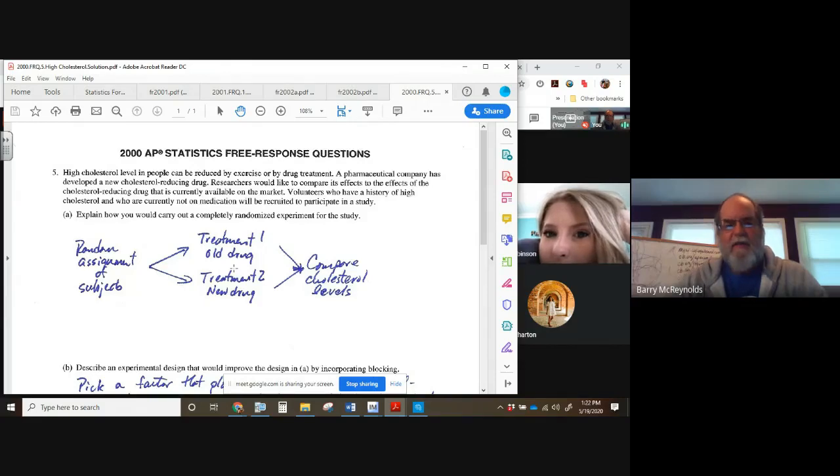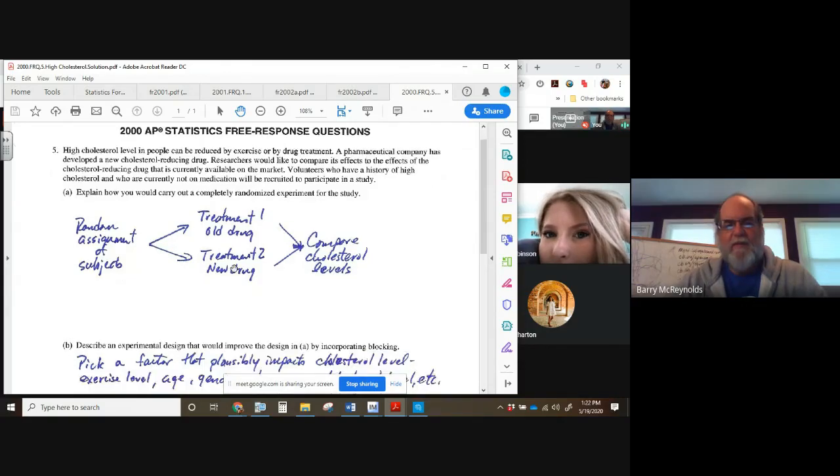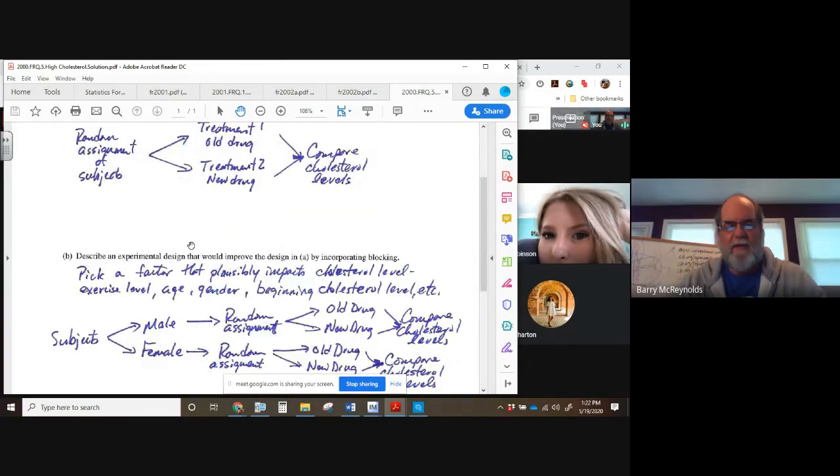The second part, I think there was a little bit of a twist in the question because it says describe an experimental design that would improve design A by incorporating blocking. So whatever you came up with here, you want to add this notion of blocking. And really that's why I picked this question, so that we could refresh our memory on what blocking is in an experimental design. Blocking simply means that you group subjects because they have a similar characteristic before you randomly assign them into treatment groups.